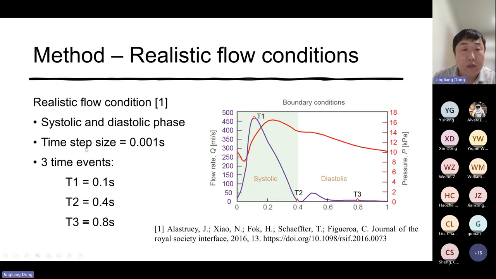So in our simulation, we set up the time step size as 0.001 seconds to resolve the unsteady flow phenomena. And we also extract the results at three key time events, T1, T2, T3, which represent different times in the systolic and diastolic phases of the cardiac cycle.